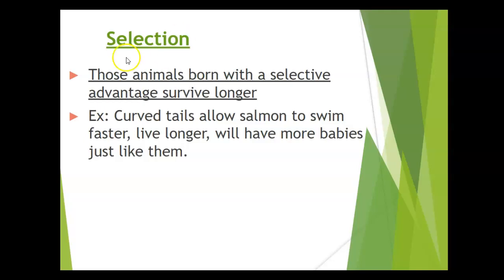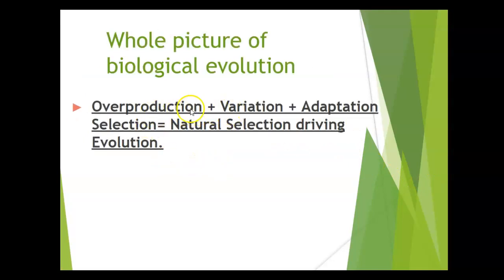So once again, the curved tail swims faster, it lives longer, and then if it's going to live longer, it will have more babies. At this point, we're going to say nature has selected you. The adaptation you have fit your environment, and you have survived, and you're one of the animals that will have babies, and then the population will tend to look more like these survivors. So overproduction plus variation plus adaptation equals natural selection.